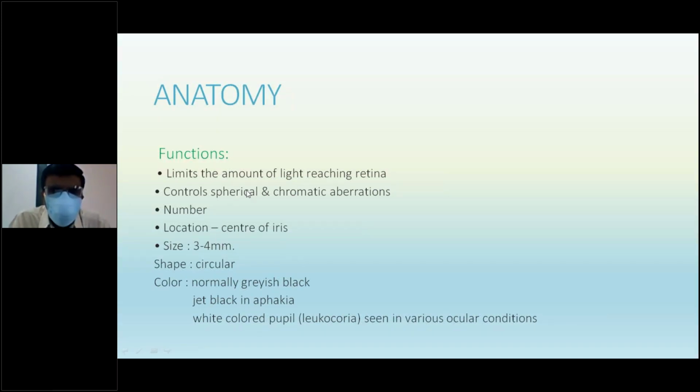It also controls the spherical and chromatic aberrations. Normal size is 3 to 4 mm. It is circular in shape. Color is grayish black, jet black in aphakia.